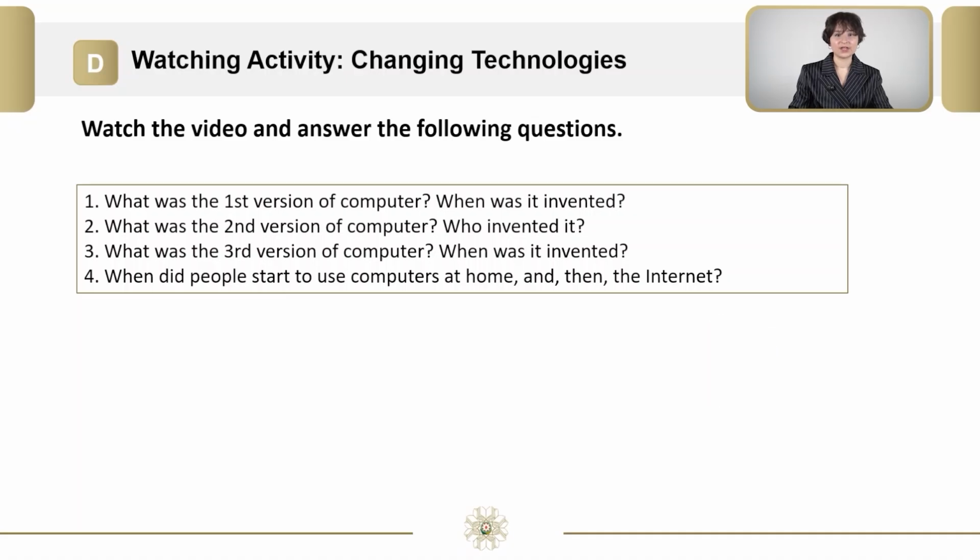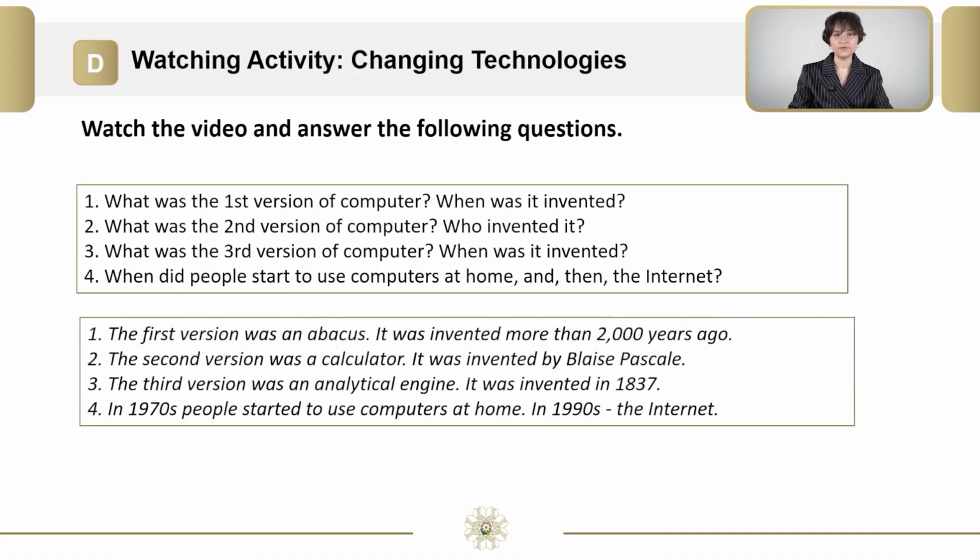Welcome back. It is time to check your answers. The first version was an abacus. It was invented more than 2,000 years ago. The second version was a calculator. It was invented by Blaise Pascal. The third version was an analytical engine. It was invented in 1837. And the last question and answer to it: in the 1970s, people started to use computers at home. In the 1990s, the internet. Well done.